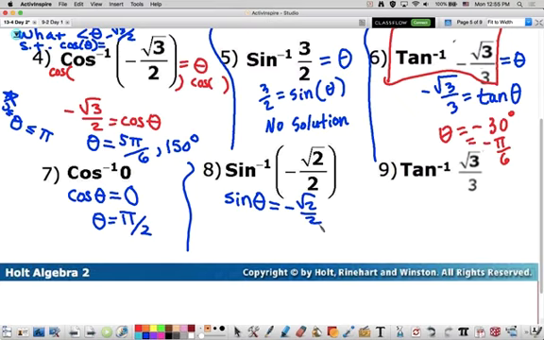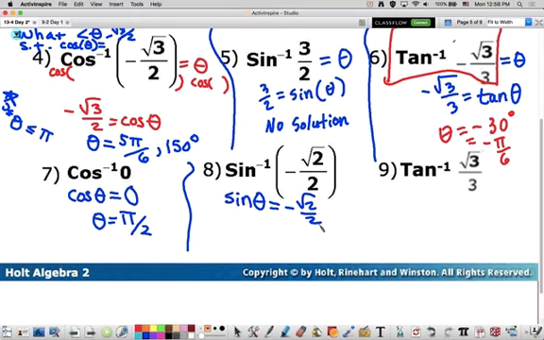7 pi over 4. Now you're overshooting again. What's the domain? How is the domain spelled out for sine? It says going between negative pi over 2 and pi over 2.